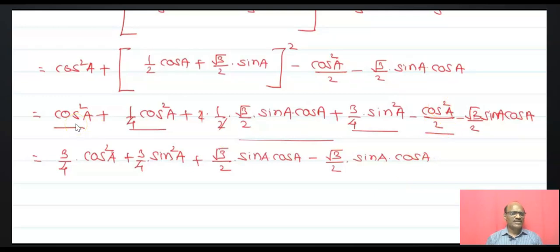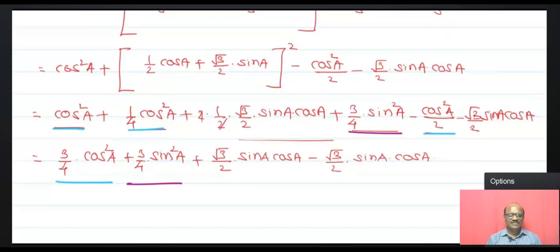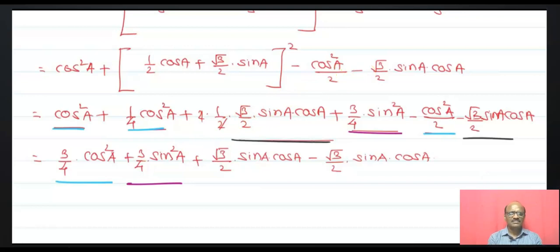Therefore you will get 1 upon 2 cos square A plus 1 by 4 cos square A. Now see this, I am again marking here. If you add these two terms, you will get 3 by 2 cos square A. What about next? 3 by 4 sin square A is here. And now these two terms get cancelled. You can see now clearly. All these terms get cancelled. Here is the negative sign.